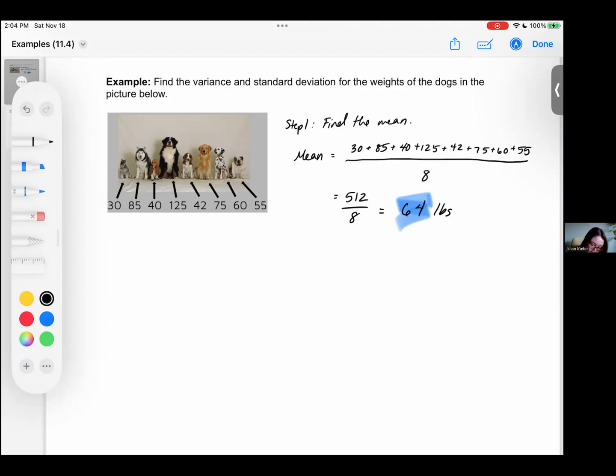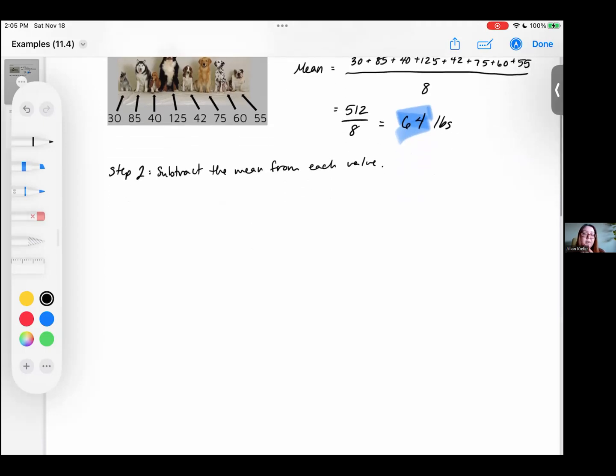So for step 2, we want to subtract the mean from each value. We're going to subtract the mean from each value, and then step 3, we want to square those differences that we find. So focusing on step 2 first, let's pull this down here because we'll probably write step 3 right next to it. We'll subtract the mean from each value.